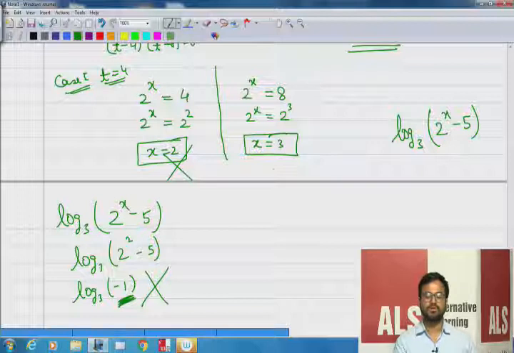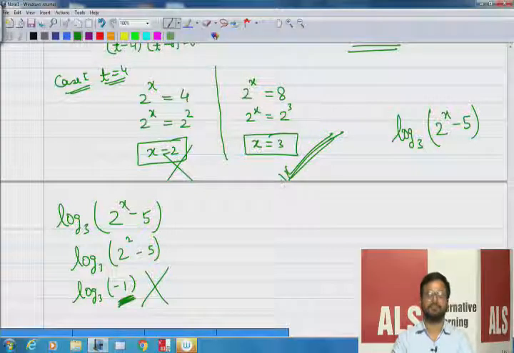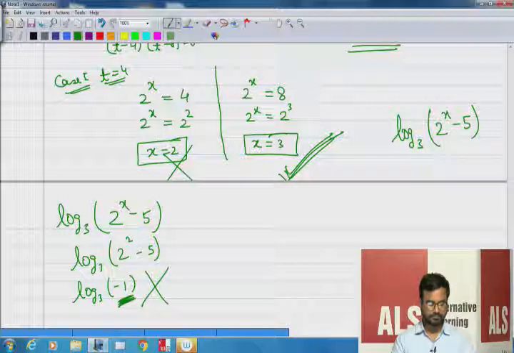Now if you take x equal to 3, so 2 power 3 is 8 and 8 minus 5 is 3, which is positive number. So x is equal to 3 is valid, but x equal to 2 is not valid. So the only solution is x is equal to 3. This is the only solution. I hope you got it. Any doubt till now? Okay, that's perfect.